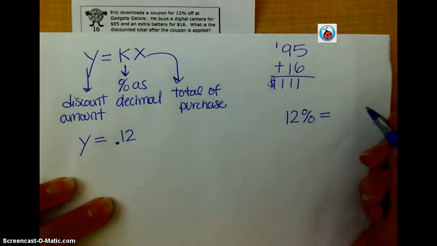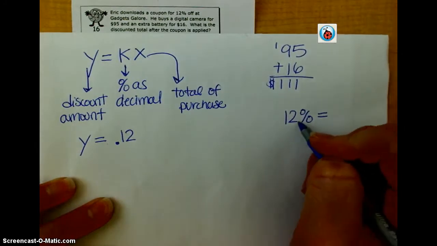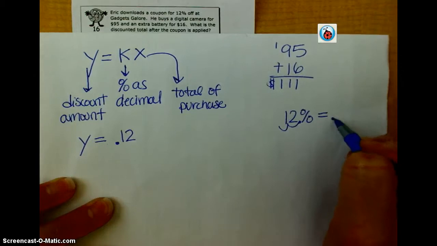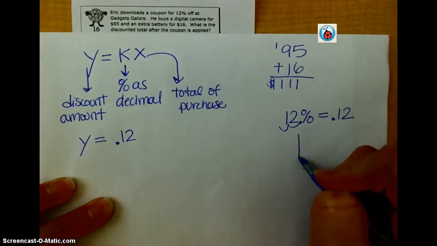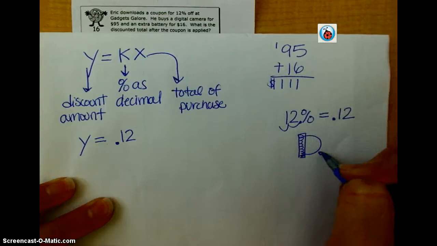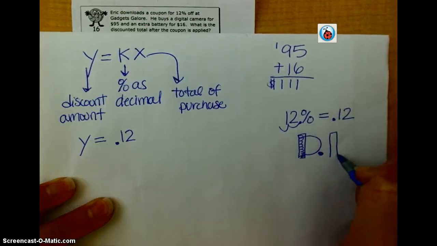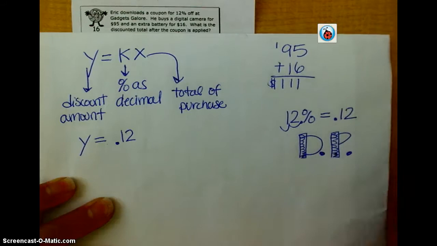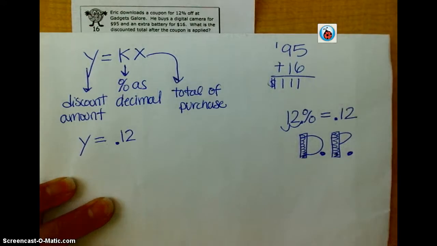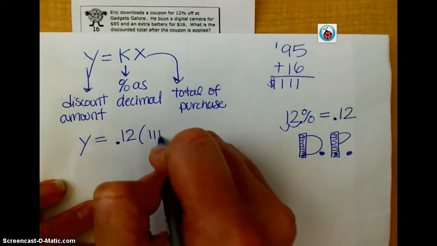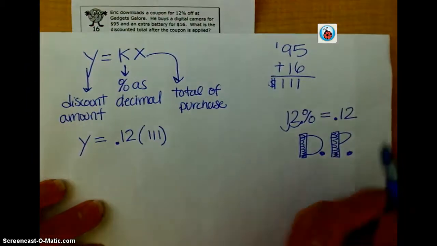12% written as a decimal means that we take the decimal point and we move it 2 places to the left, which gives me 12 hundredths. We can think about Dr Pepper. When you're in the percent version of a number, to move to the decimal version, you move 2 places to the left. My total purchase is $111.